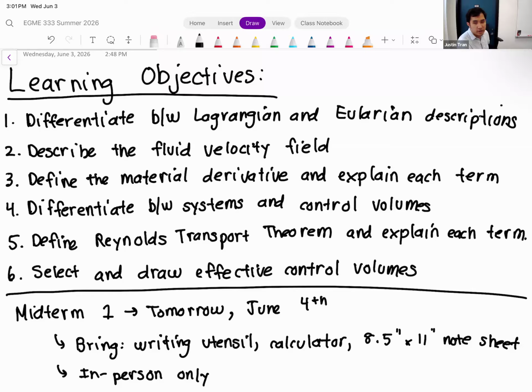Remember, the things you can bring for the exam are your writing utensil, your calculator, and one 8.5 by 11 sheet of notes. You can write or type the note sheet, and you can write on both sides. Anything on there is fine with me. You can put just your notes, or you can put example problems, whatever you want. The only thing you can't have is just the exam answers.